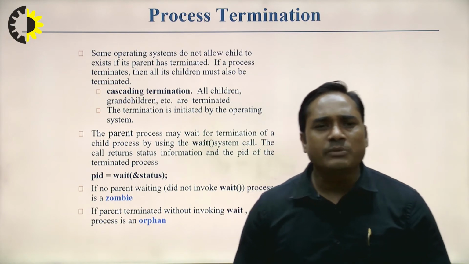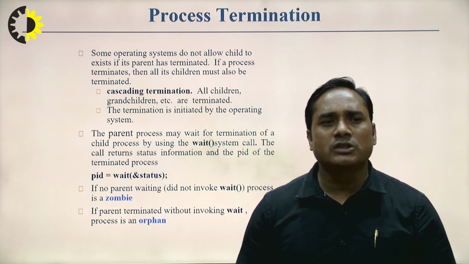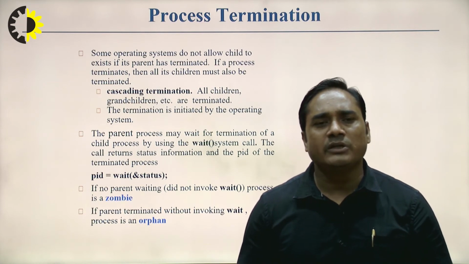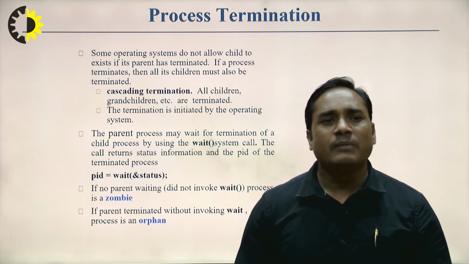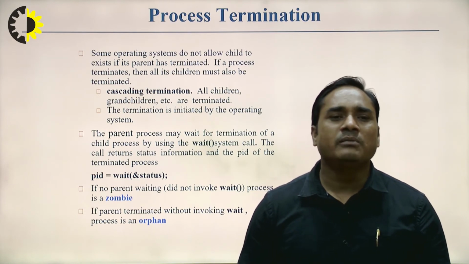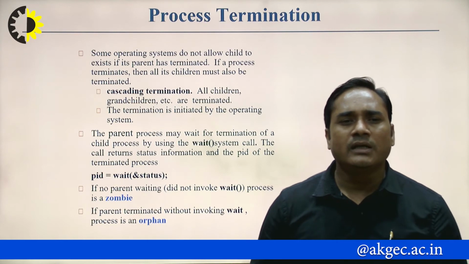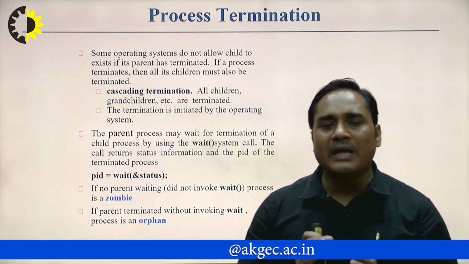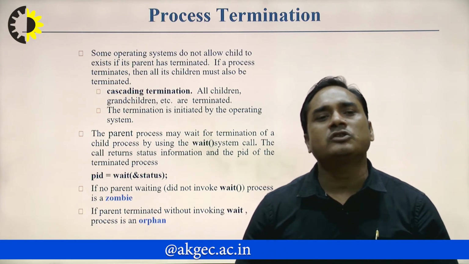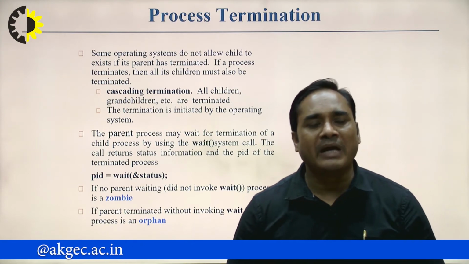Next, process termination continued. Some operating systems do not allow a child to exist if its parent has terminated. So in some operating systems, it will not give permission to continue once the parent has terminated. With cascading termination, all children, grandchildren, etc. are terminated. So in this technique, if the parent has terminated, all child processes are automatically terminated, because they will not get resources from the parent side.